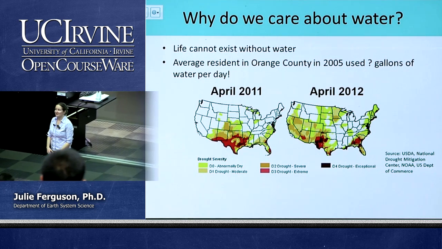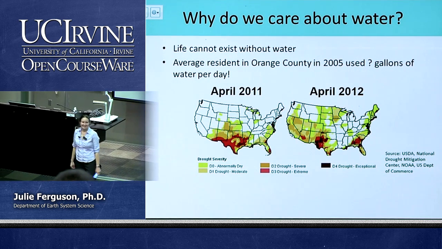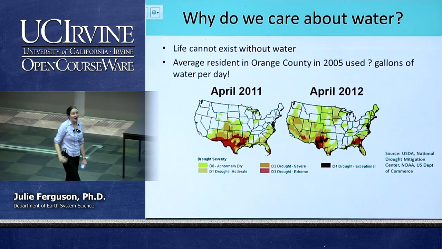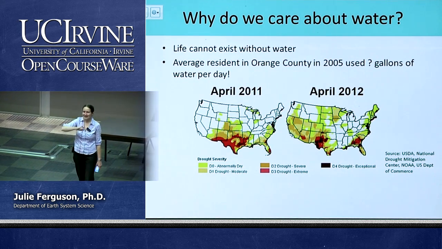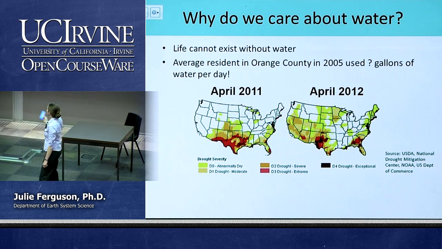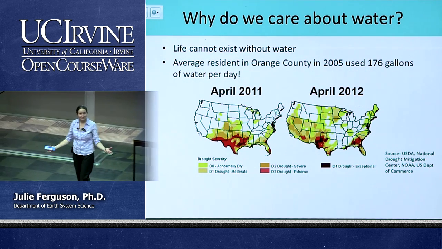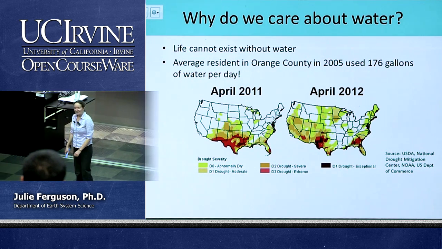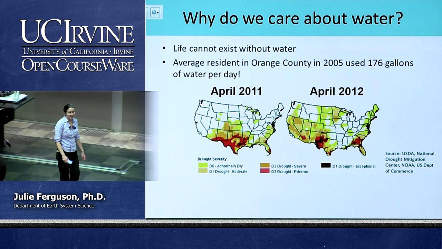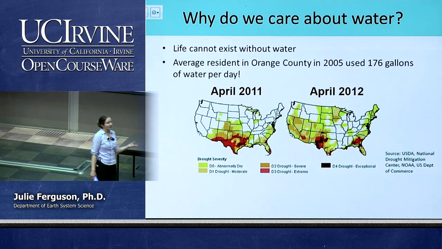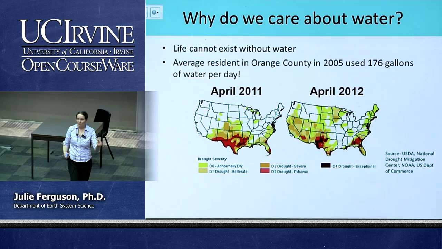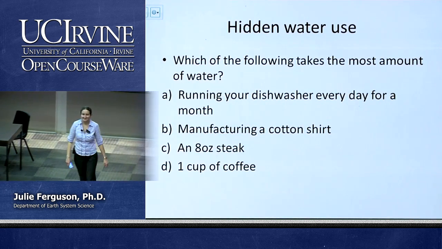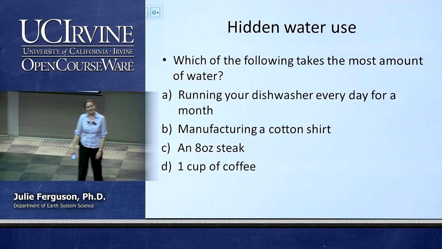150 gallons. Pretty close, but up a bit. Actually 176. I'm very impressed at how close that is. The average resident in 2005, and pretty similar to today probably, used 176 gallons. And it's not because they took 2-hour showers every day. It's because a lot of our water use isn't just what we drink, it's not what comes from the taps, it's hidden water.